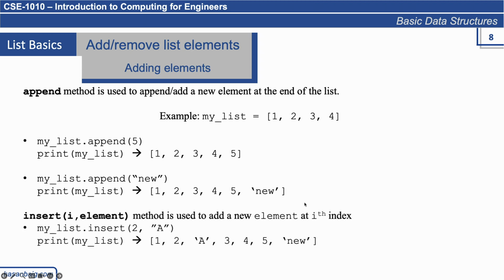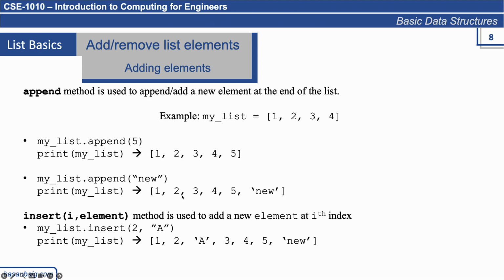I can also add an element at a specific location within the list. For that I have to use another method called the insert method. I have to specify the index where I want to insert the new element. Here is an example: insert 2, and whatever I want to insert. It will insert the new element A at the second index. Again, indexing starts from 0.